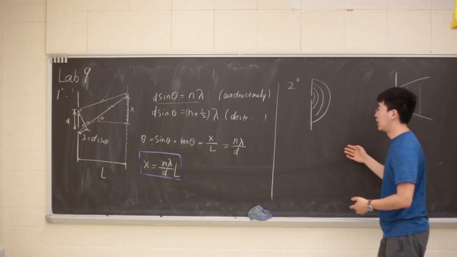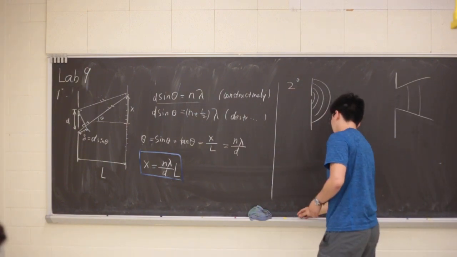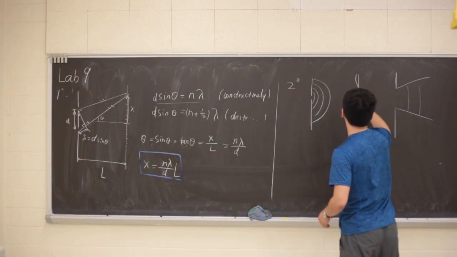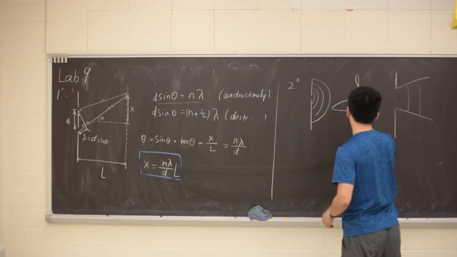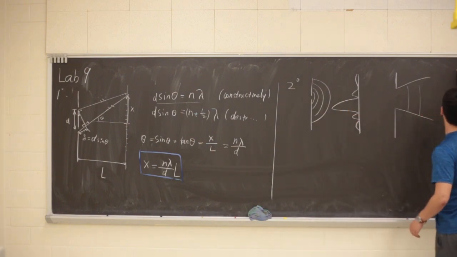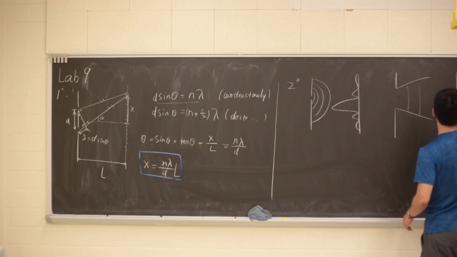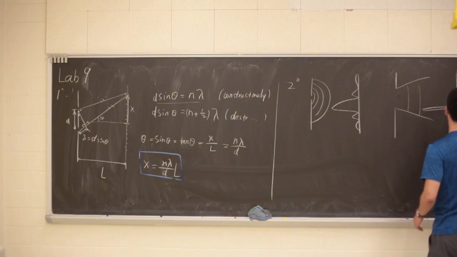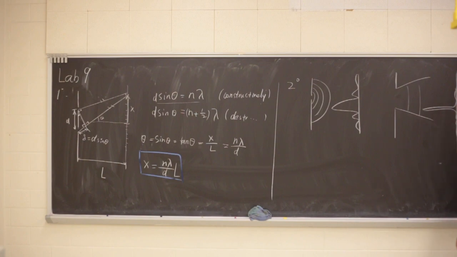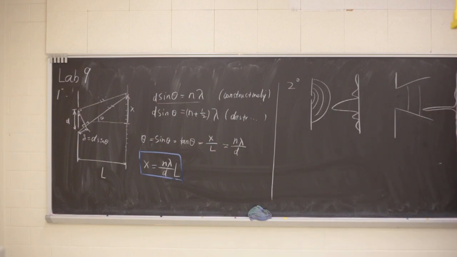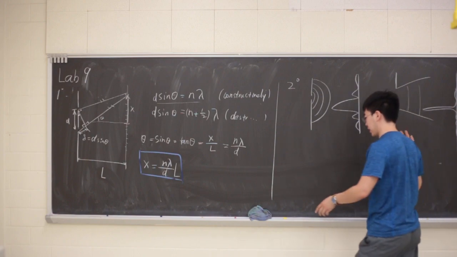Or for light, for this you can see a pattern like that. For this, you would just see a pattern like that. For a really big opening, it looks like a laser, a really bright spot produced by the laser.